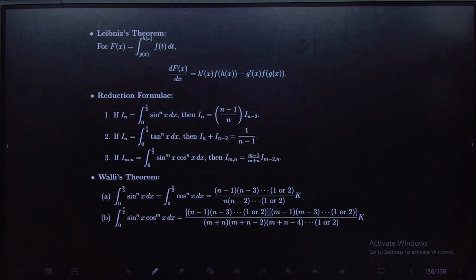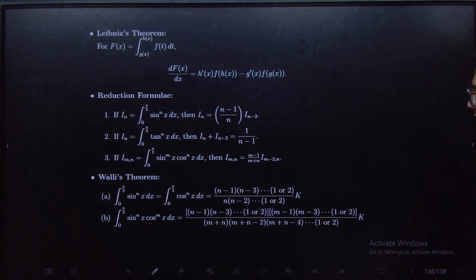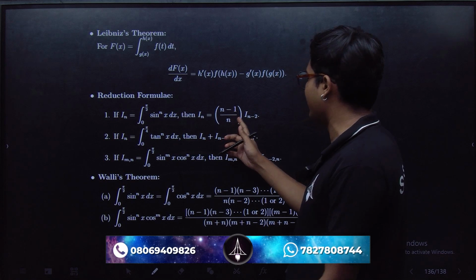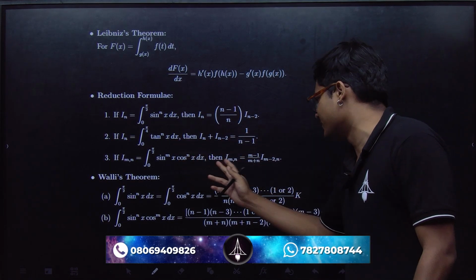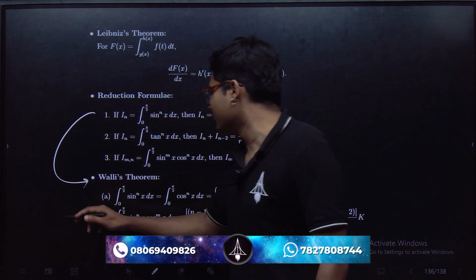Cool. You also have this reduction formula. So this is basically a recursion, okay? So if you have an integral that looks like 0 to pi by 2 sin to the power n x, okay? Then you have a recursive formula which tells you that I_n is nothing but (n minus 1) by n times I_(n minus 2). Same for tan, same for sin to the power m and cos to the power m, okay? Now using this, you can find out the values, okay?